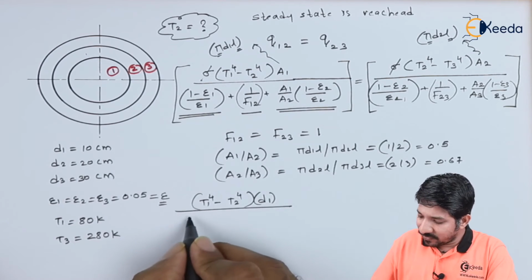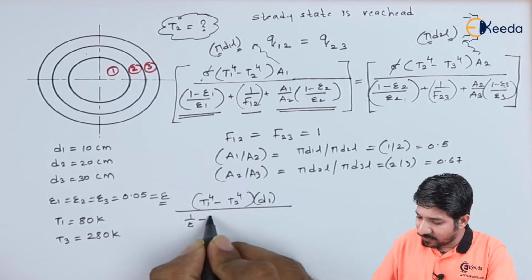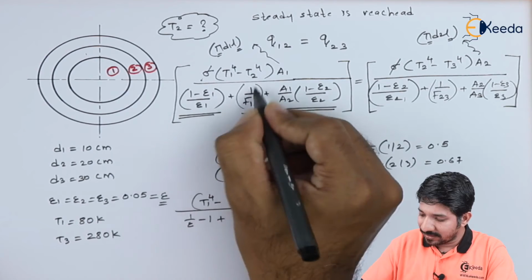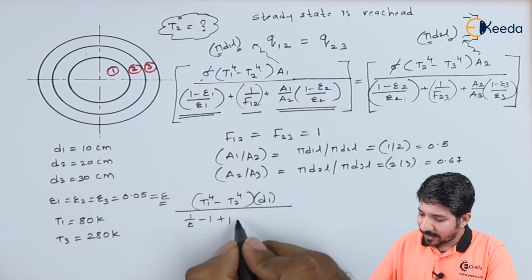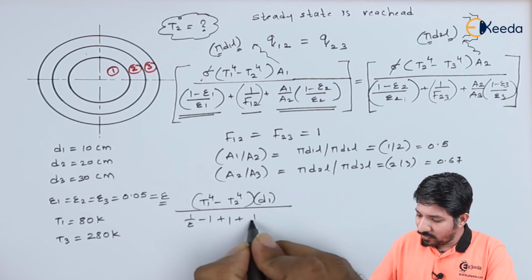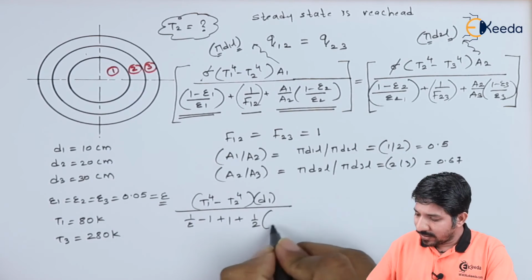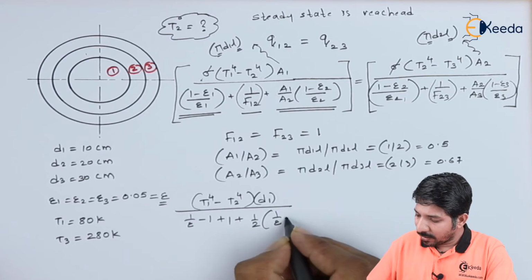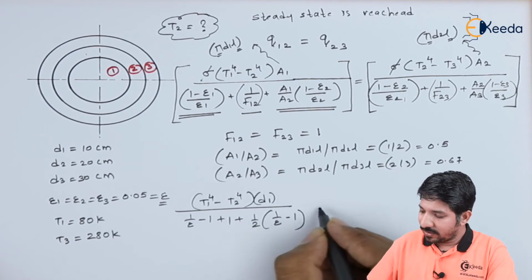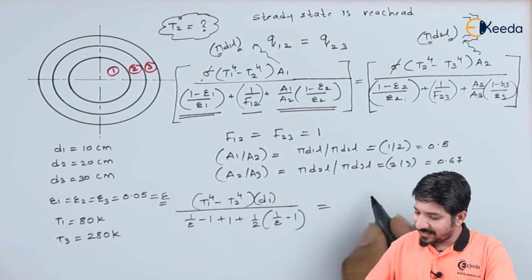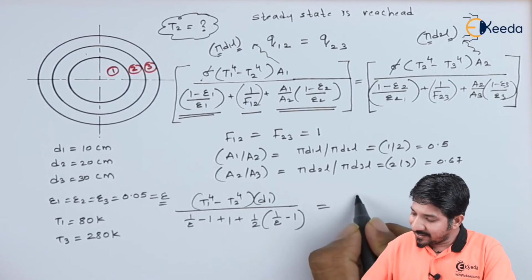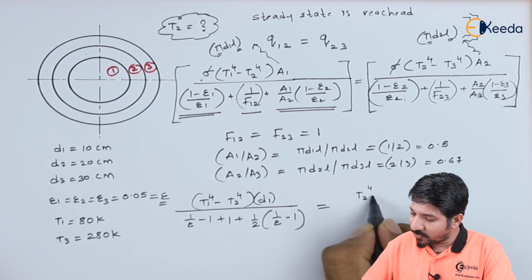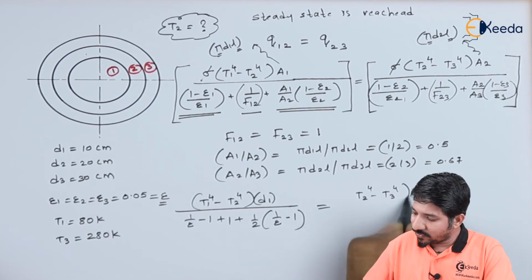So I can write this as 1 upon sigma minus 1 plus, this we already got 1, and this is 1 by 2, a1 by a2, in the bracket 1 upon sigma minus 1 itself. So this is the left hand side. Now let us write down the right hand side. We have t2 raised to 4 minus t3 raised to 4.